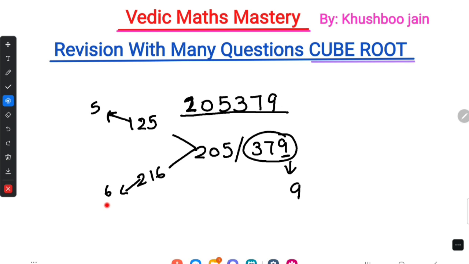So now what we have to do is take the smaller digit. See, for 205 we took 125 and 216, the smaller and the bigger, and from these two we always have to take the smaller digit. As you can see here, 5 is the smaller digit, so we'll take 5 here, and 59 is the cube root of this question. So this answer has been completed. See, this is so easy.